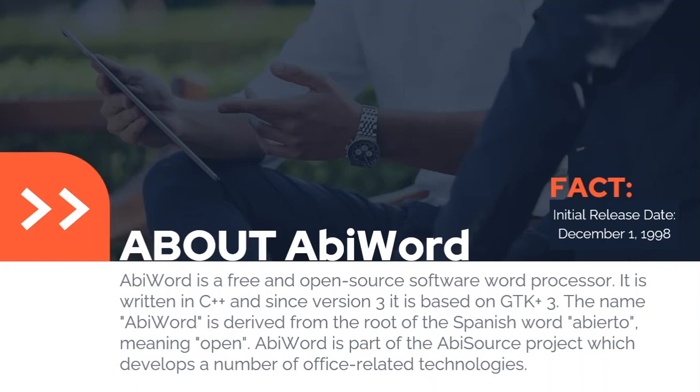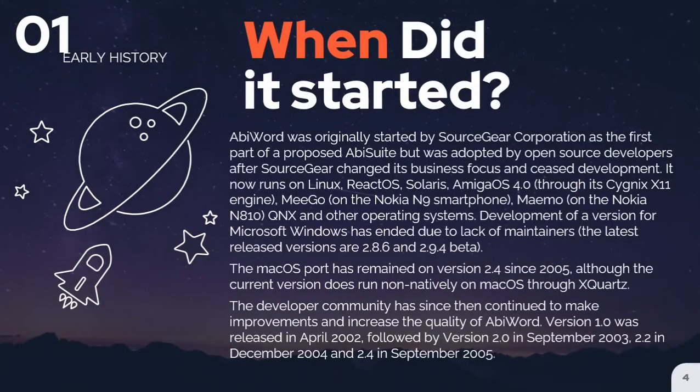It is written in C++ and since version 3, it is based on GTK+ 3. The name AbiWord is derived from the root of the Spanish word abierto, meaning open. AbiWord is part of the AbiSource project, which develops a number of office-related technologies. So when did it start?